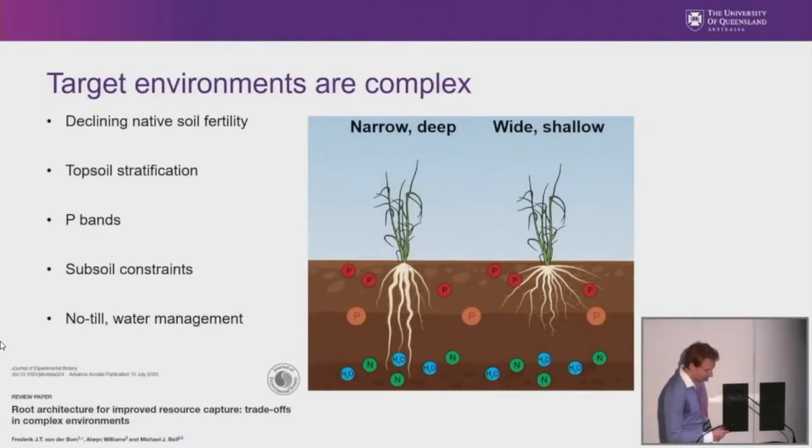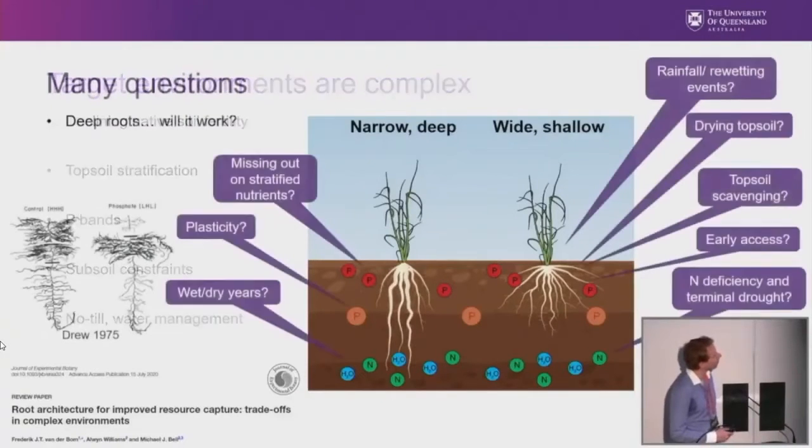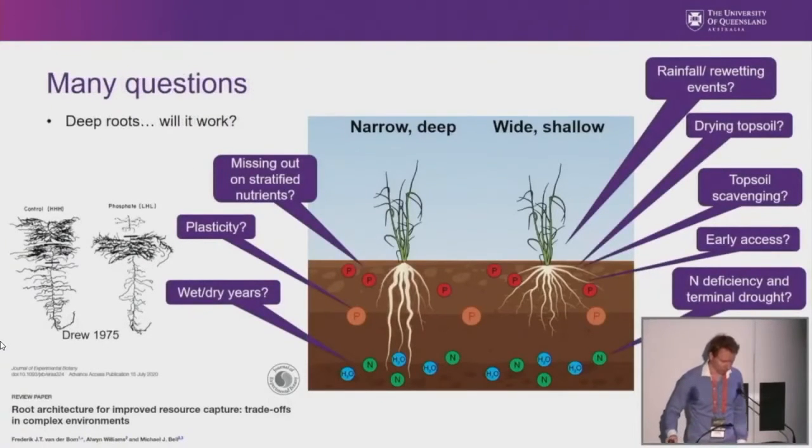And so I have a lot of questions, basically revolving around: are deep roots actually going to work in real life conditions? Here's a small summary of a whole bunch of questions. I actually have a lot more, and it's probably a lifetime quest to solve some of these. But essentially, if you have deep roots, is this crop going to miss out on the stratified nutrients? What about plasticity?